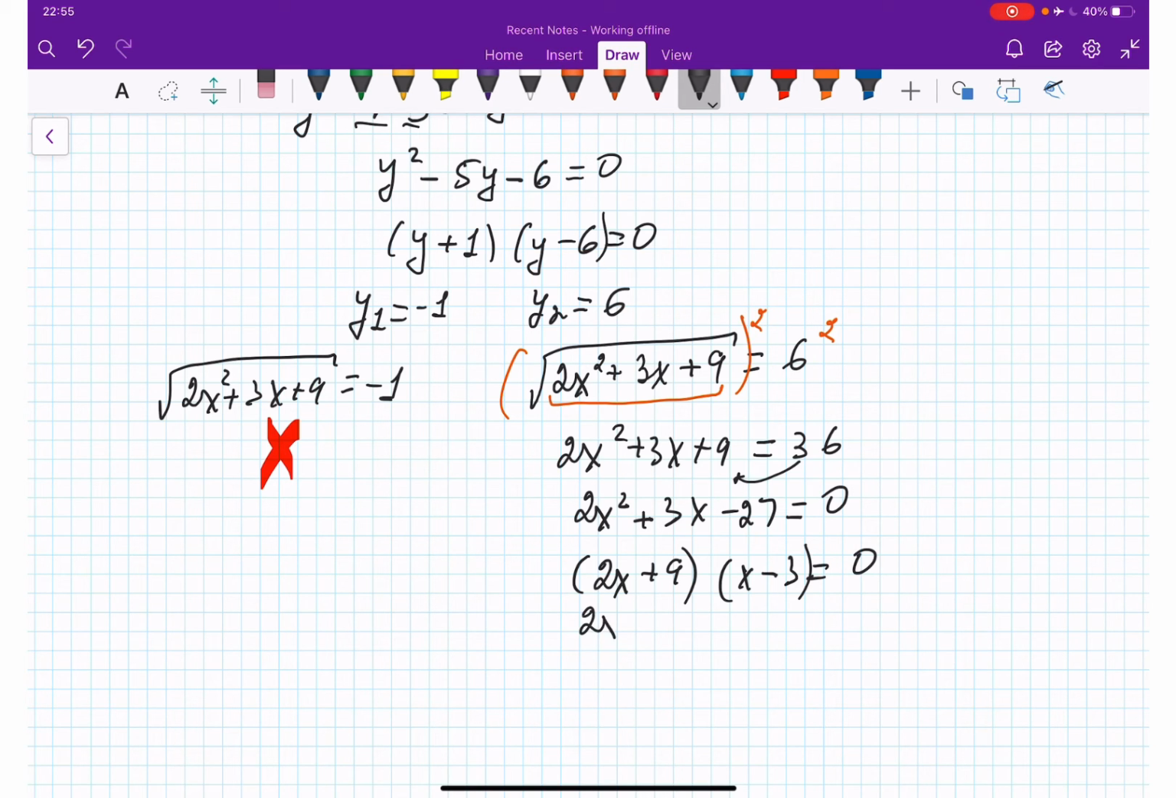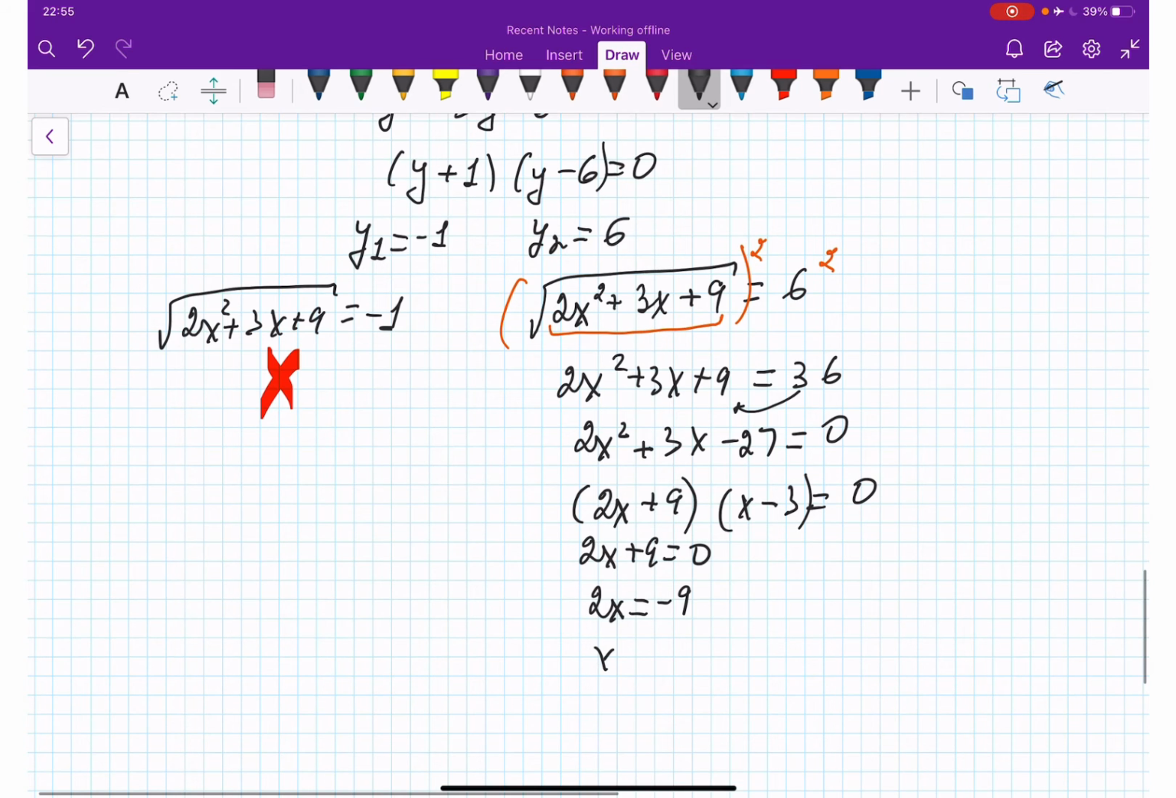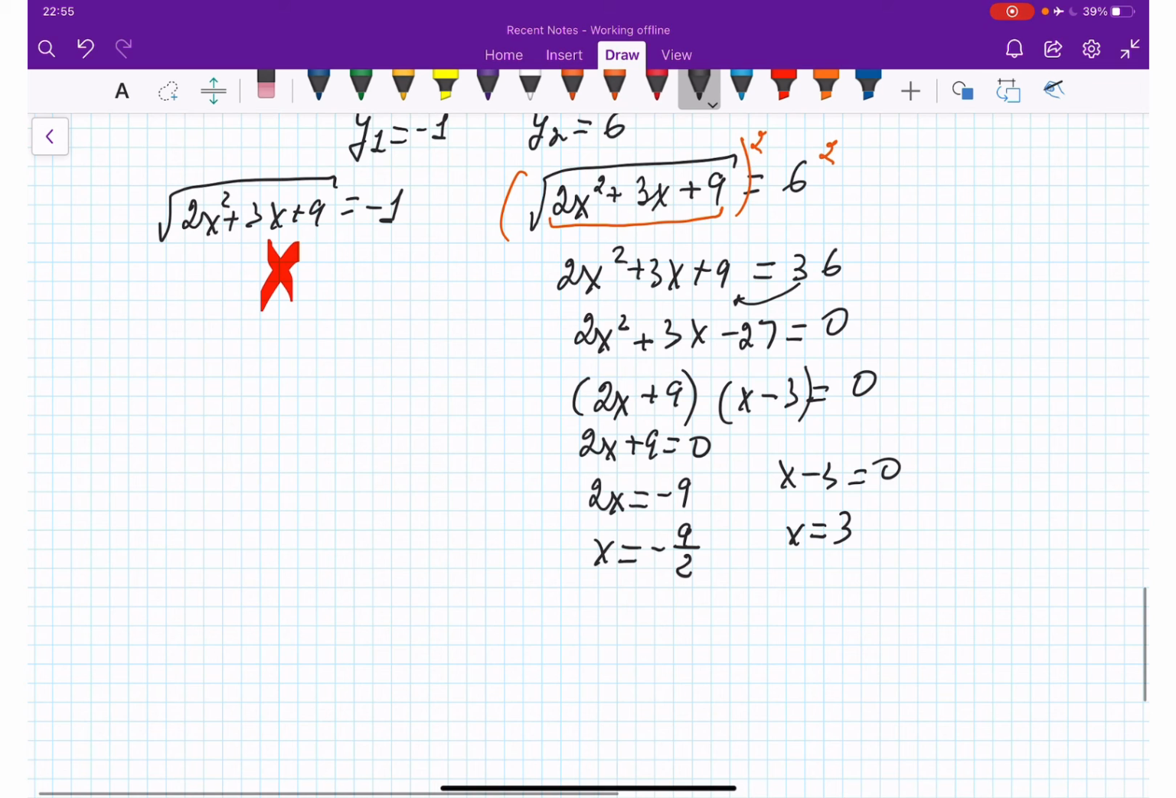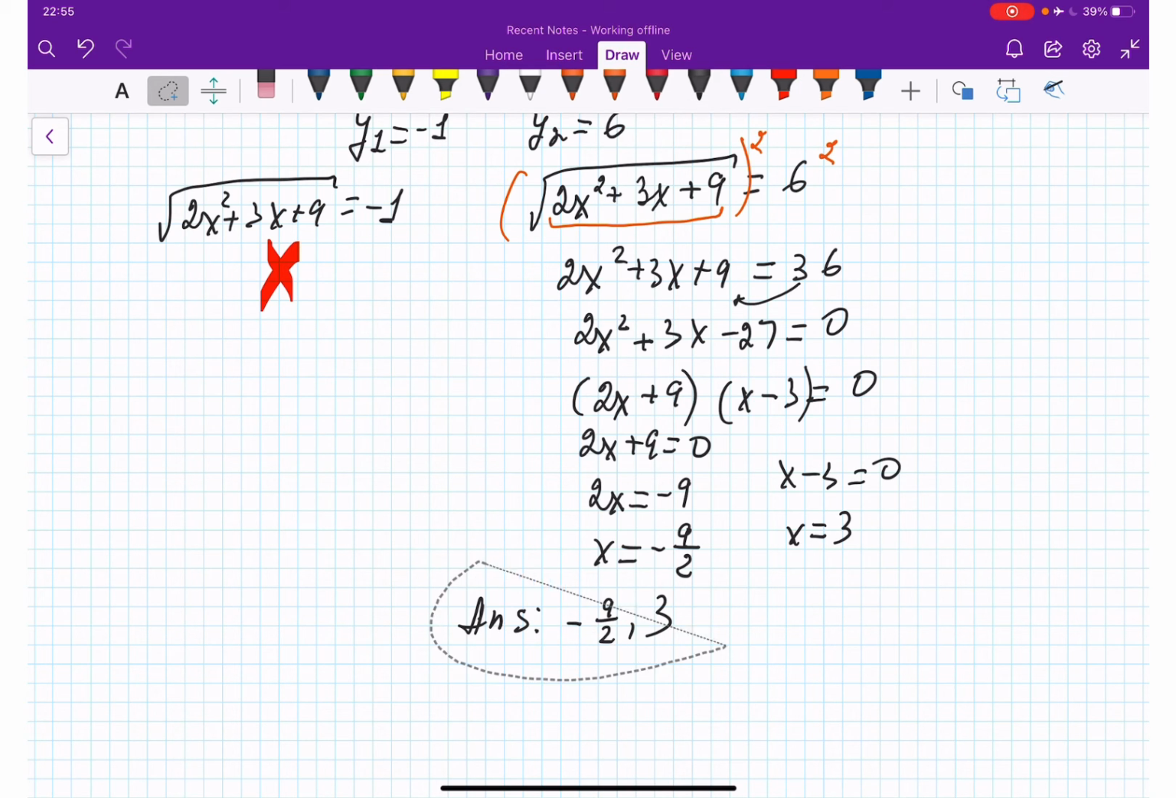And 2x plus 9 is equal 0. 2x is equal negative 9, and x is equal negative 9 over 2. And x minus 3 equals 0. x is equal 3. So the answers here are negative 9 over 2 and 3.